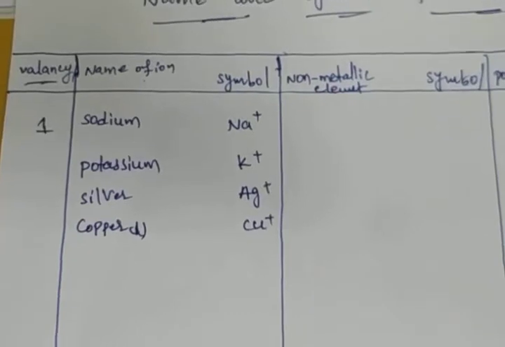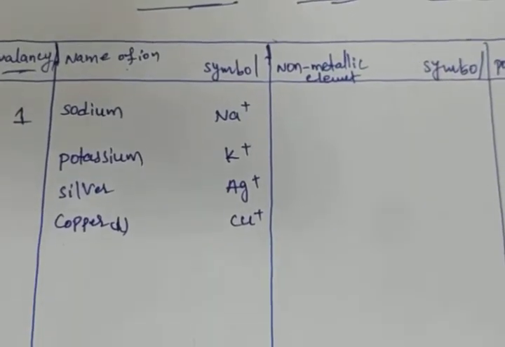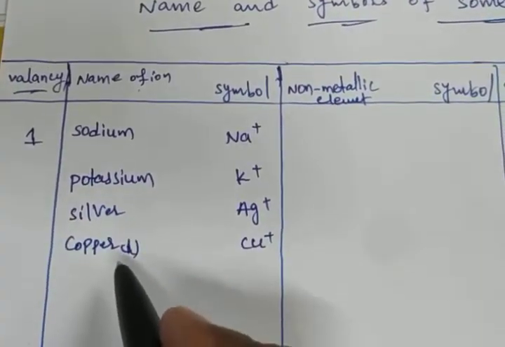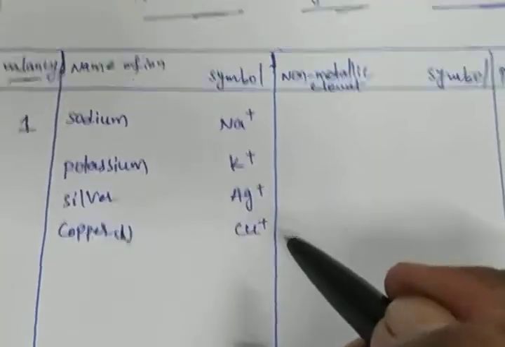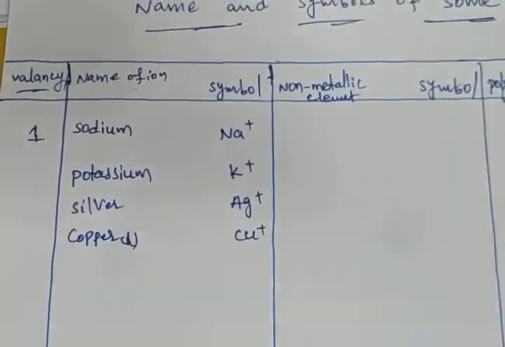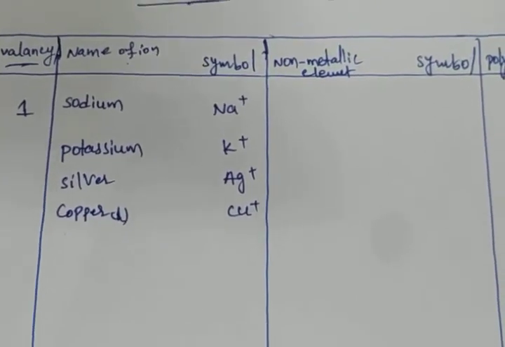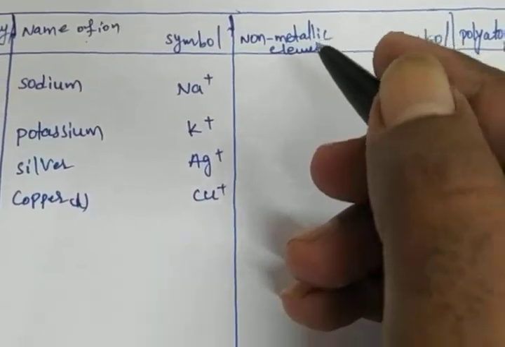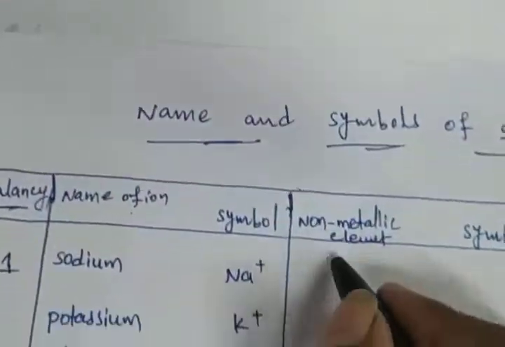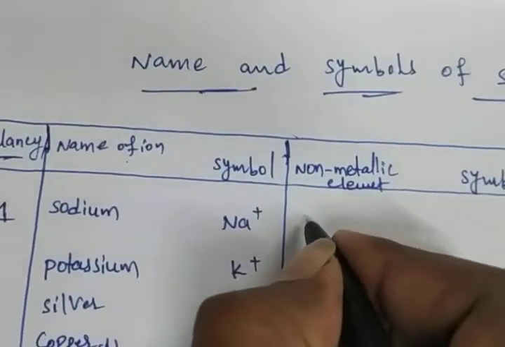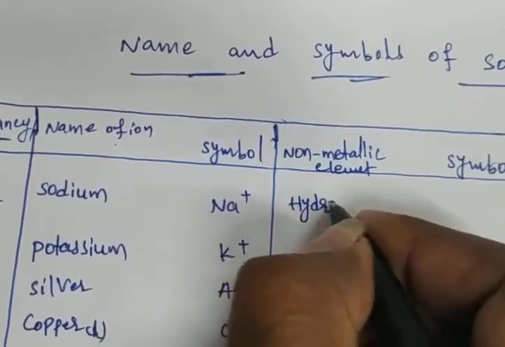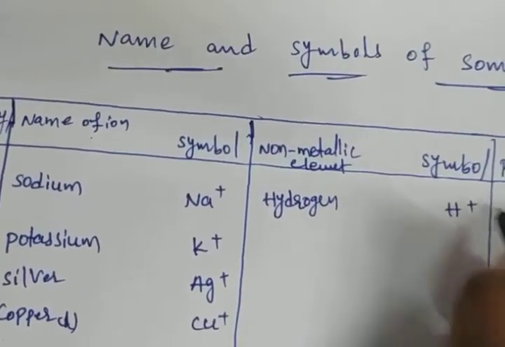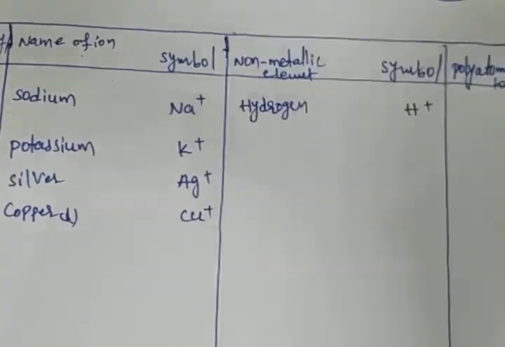These are the valency 1 ions: sodium, potassium, silver, copper. See here, only a plus charge, 1 plus, is there. So the valency of these ions is 1. Next, non-metallic elements. What non-metallic elements are there? Hydrogen is a non-metal. So many non-metals are there. Hydrogen has only one valency.